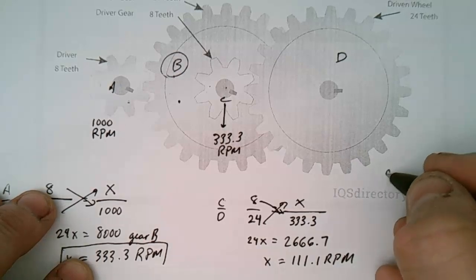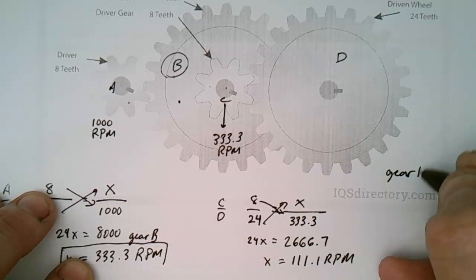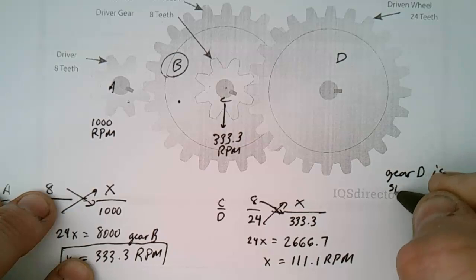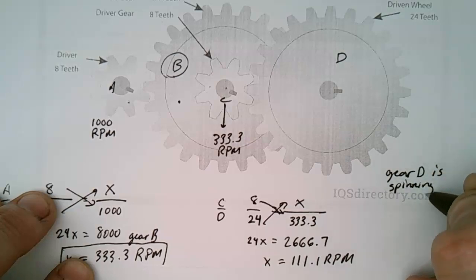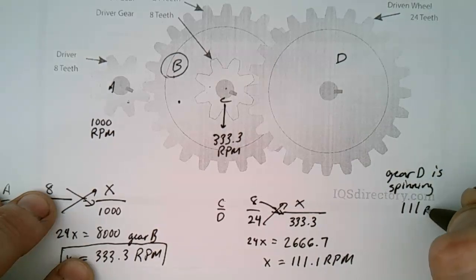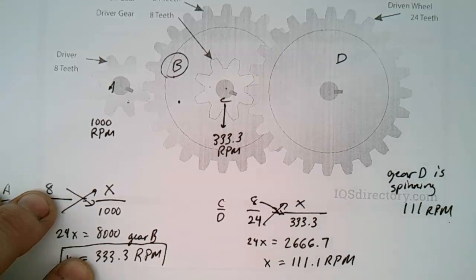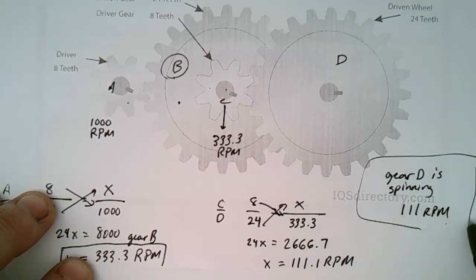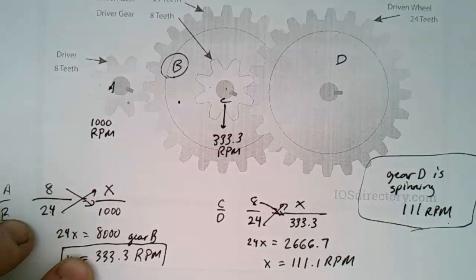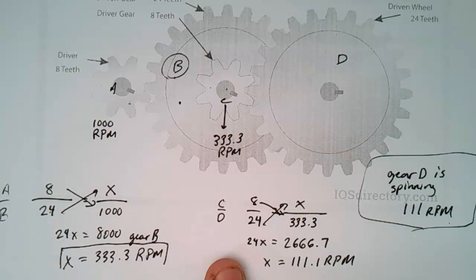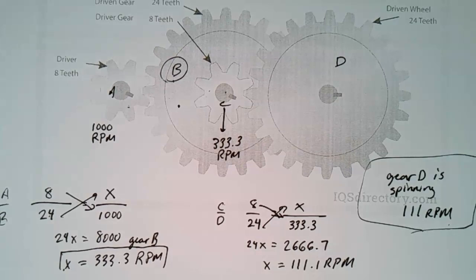So gear D is spinning 111 RPM. Okay? Gear D is spinning 111 RPM. So that is an application for inverse proportions.